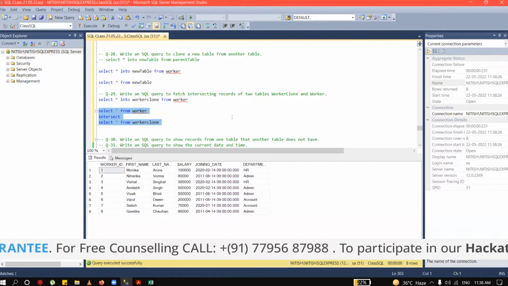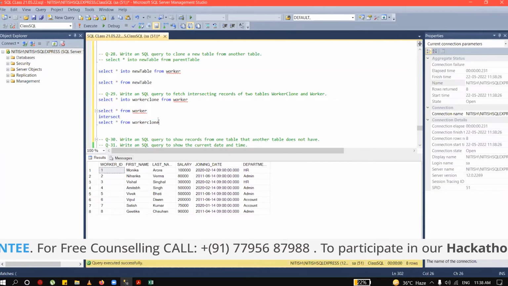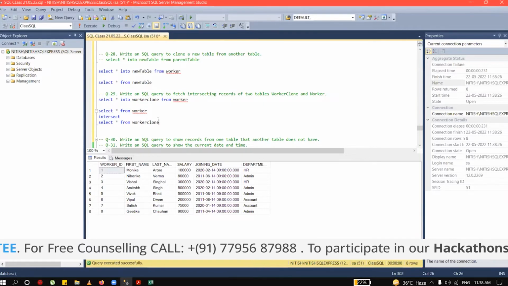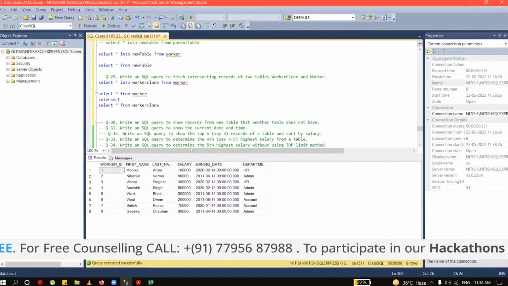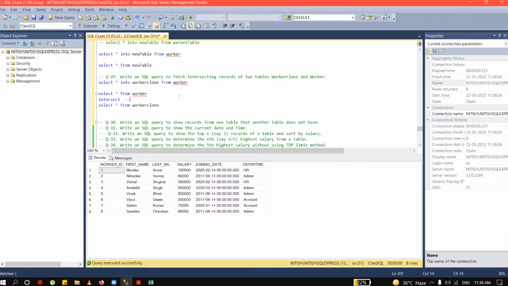Suppose I delete some records and try to have fewer records in worker clone. You will see that intersect will only give the common values inside both the tables.